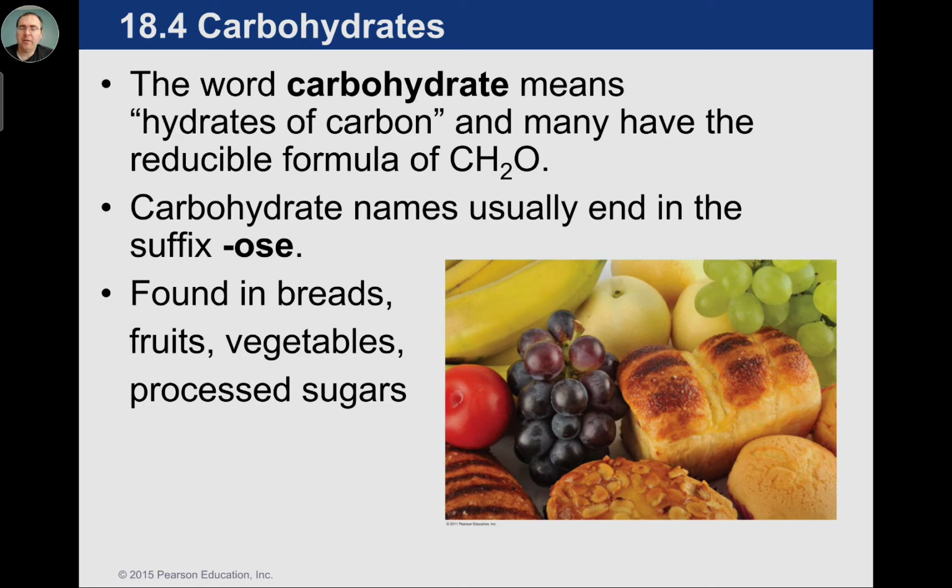We have to be careful with that because enzymes in our previous section end in ASE, and those enzymes are protein-based, not carbohydrate-based. So a lot of our breads and pastas, a lot of our fruits and vegetables, and a lot of our processed sugars is where we're going to find these molecules, and mostly these molecules provide us with energy. So our simplest energy that we can get the fastest from our body is by breaking down these carbon sugar-based units.